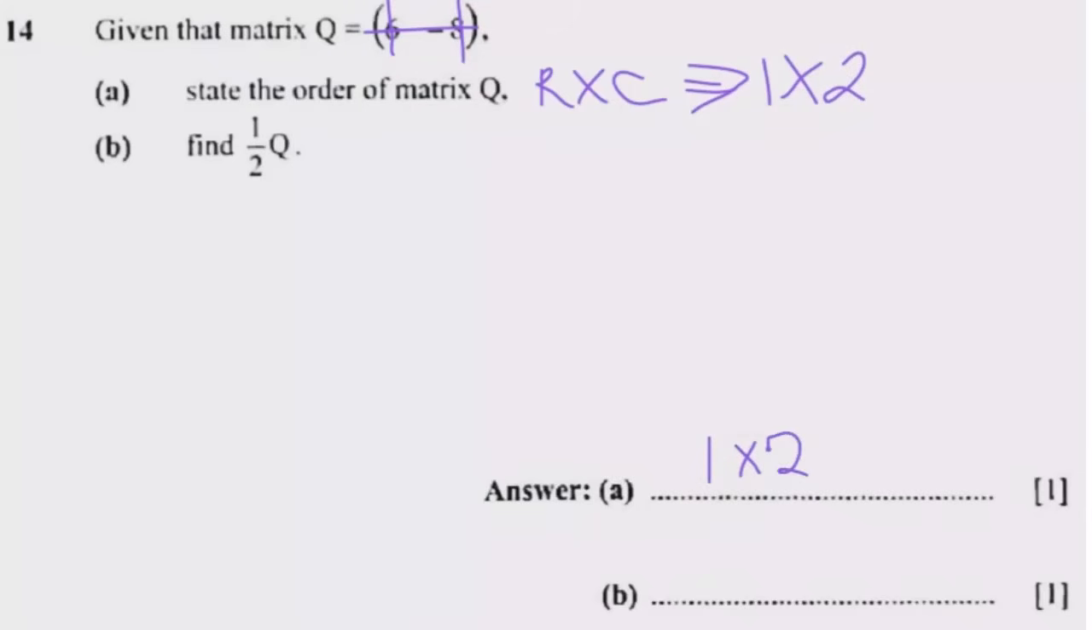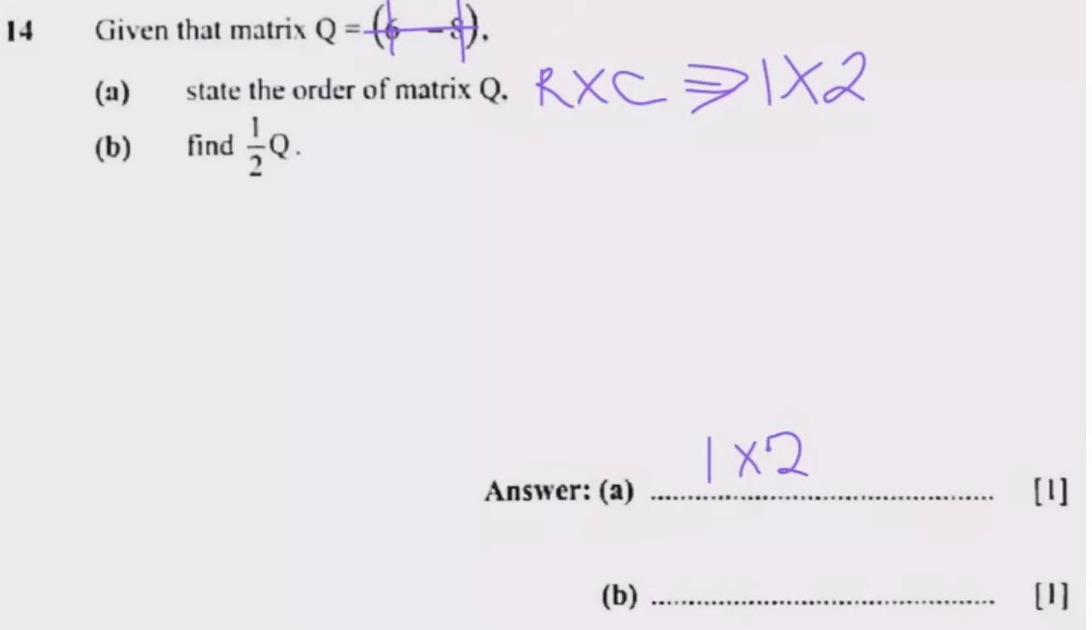Please don't just find the answer and forget to indicate it on the space provided. Make sure you indicate the answer you have found on the space provided. Okay, with that out of the way, we have answered question 14a. We go to question 14b, which is find 1 over 2 Q.